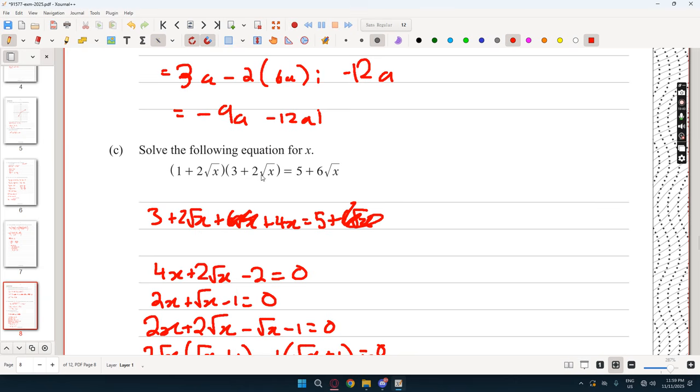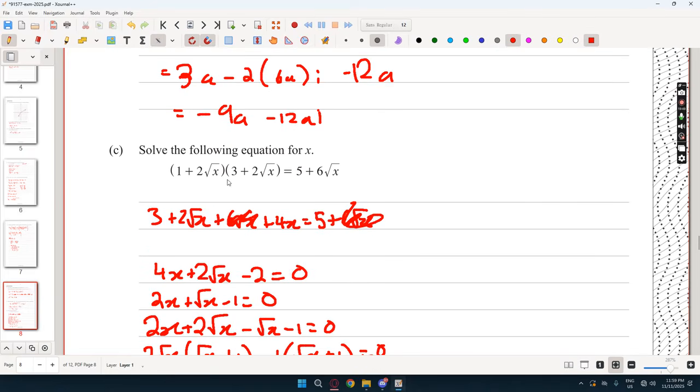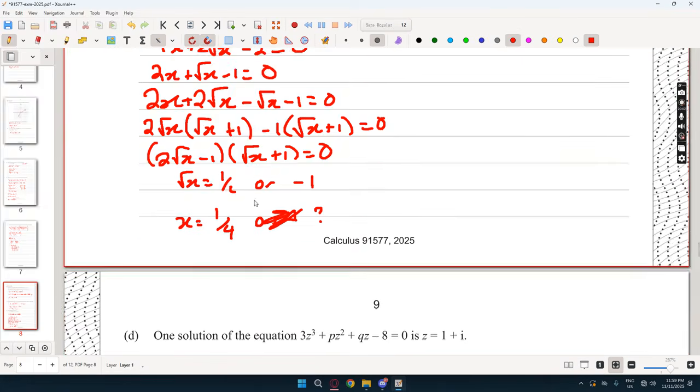Does that work? If 1 plus 2 is 3 times 5, it's 15. No, it doesn't work. Does a quarter work? 1 plus 1 is 2 times 3 is 6. 5 plus... Yeah, whatever, that works.